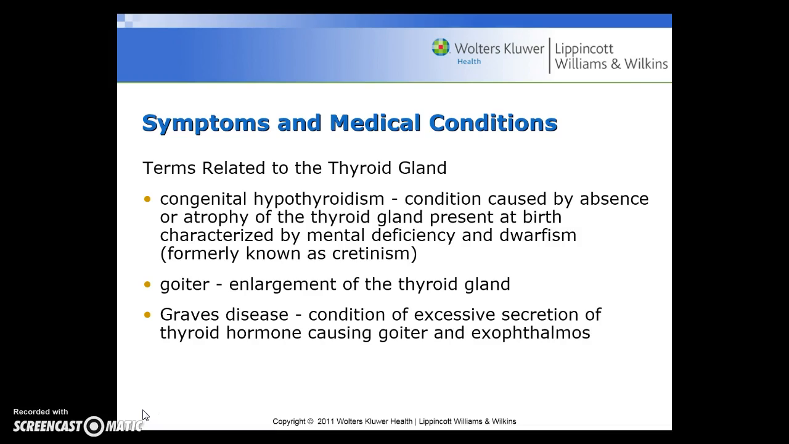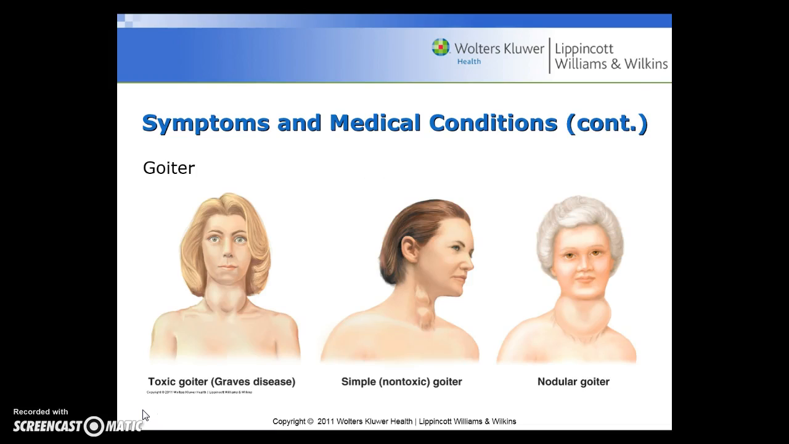Additional terms related to the thyroid gland include congenital hypothyroidism, and that's a condition caused by absence or the atrophy of the thyroid gland present at birth, and it can be characterized by mental deficiency and dwarfism, formerly known as cretinism. Goiter is the enlargement of the thyroid gland. Graves' disease is a condition of excessive secretion of thyroid hormone causing goiter and exophthalmos.